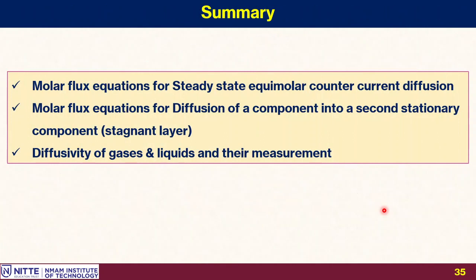So summarizing, we have seen two cases: molar flux calculation for steady state equimolar counter-current diffusion, and second, one-way diffusion. And we have also seen the diffusivity of gases and liquids, and how we measure it using three different methods, whether through experiment, prediction, or by using a data handbook.